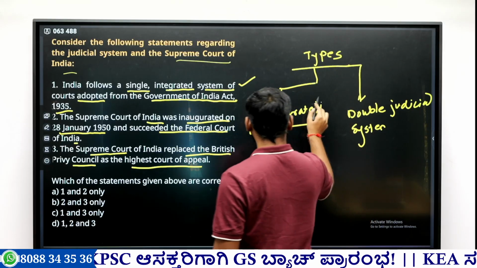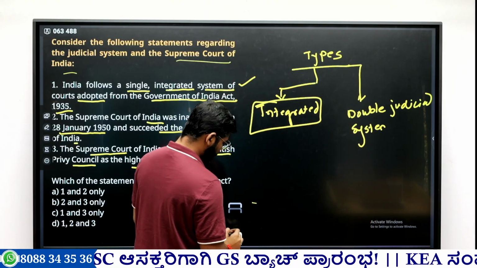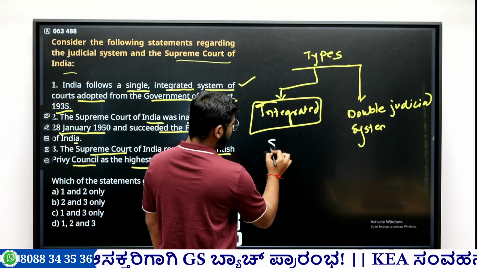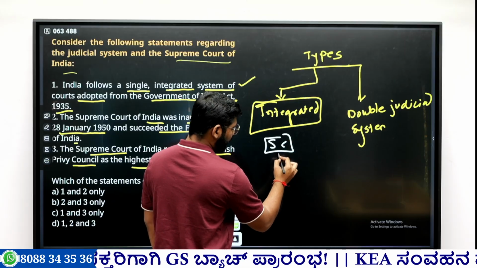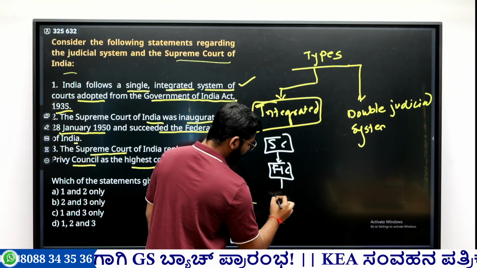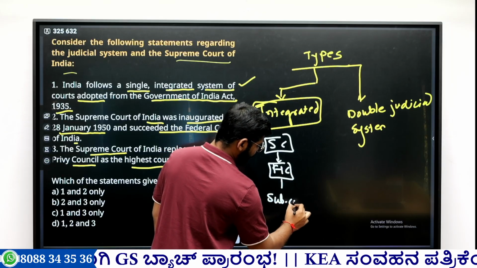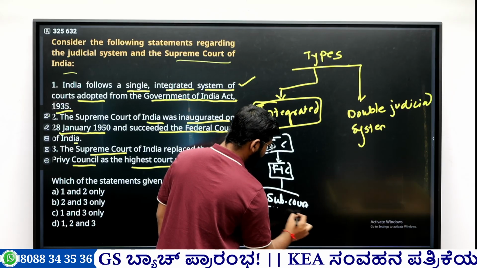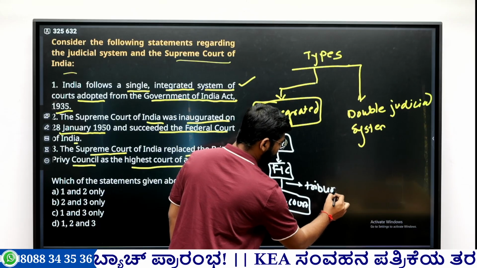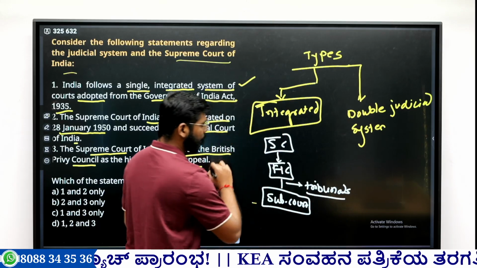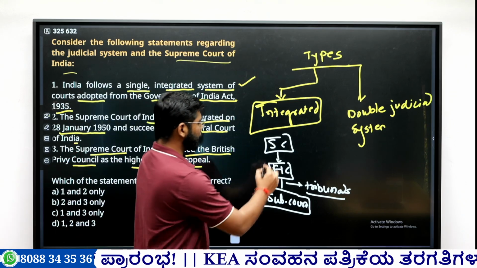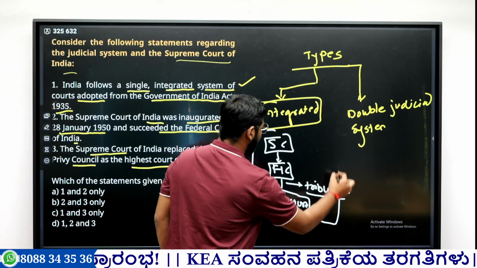In the integrated judicial system, we see the Supreme Court at the top, then the High Court, then the subordinate courts. Along with subordinate courts, there would be various tribunals, and these tribunals would be working under the High Court or below the High Court. So this is called the integrated judicial system. Why is it integrated?